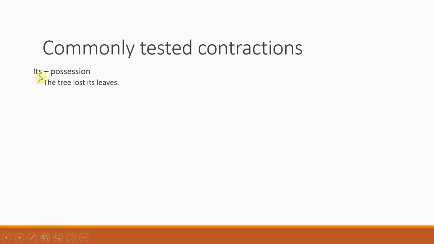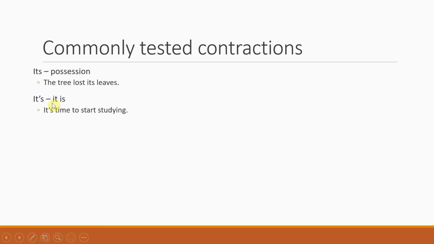So this version, its with no apostrophe, is possession, which I know is confusing because normally apostrophe means possession. But again, there is a contraction version of this word, and since there can be a contraction, the possession is not going to have the apostrophe. So an example of that, the tree lost its leaves. The tree in this case is owning the leaves, so I'm going to use no apostrophe.